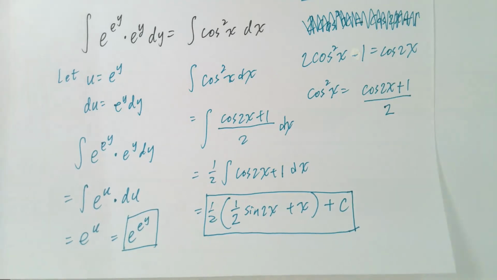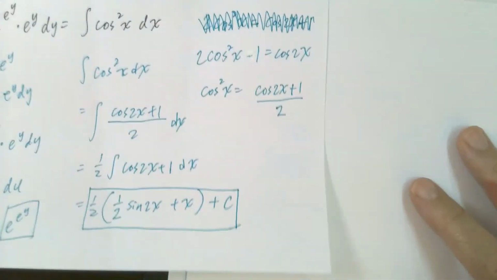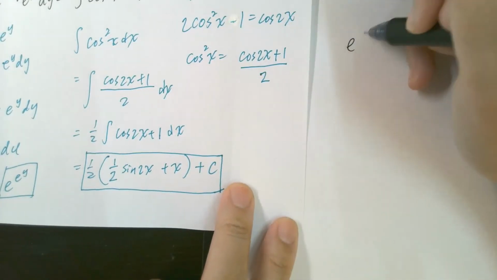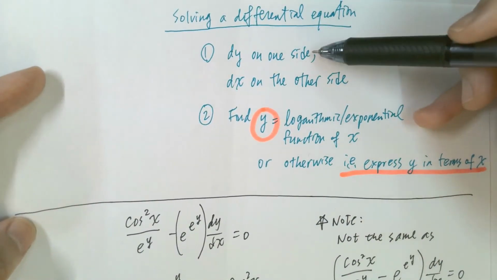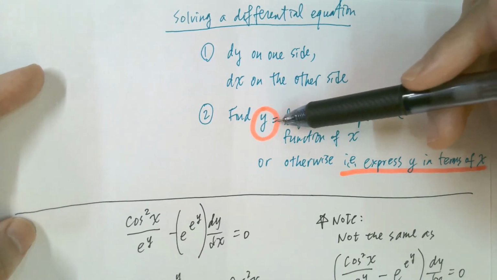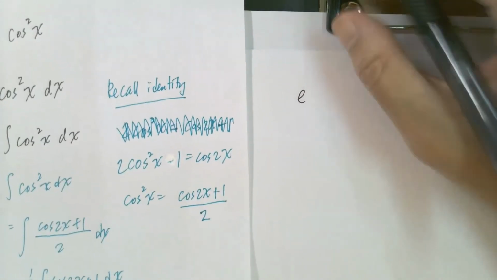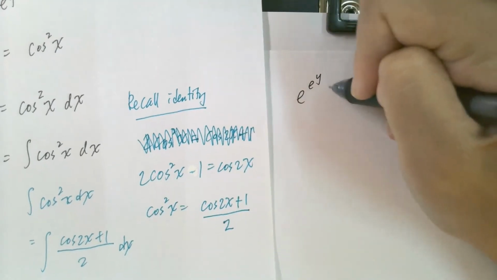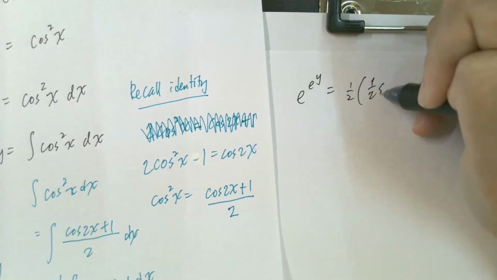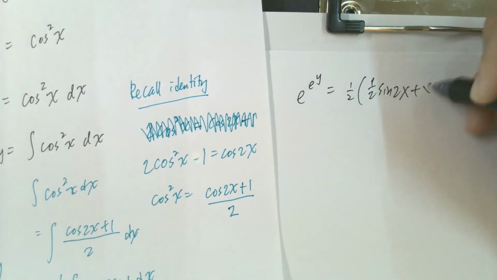Okay, let's proceed to another piece of paper. Maybe I can keep this here. All right, so what we have so far is this. Okay, we're not done yet because, as I said, let's see what our goal is. We've done the first step, dy on one side, dx on the other side. Great. But our goal is to express the whole thing in terms of y, and we're not done yet. So what we've got now is e to the power of y is equal to 1/2 sine 2x plus x, and then plus c, right?